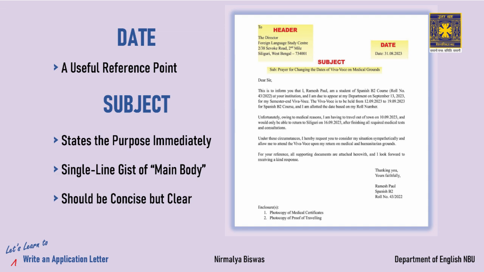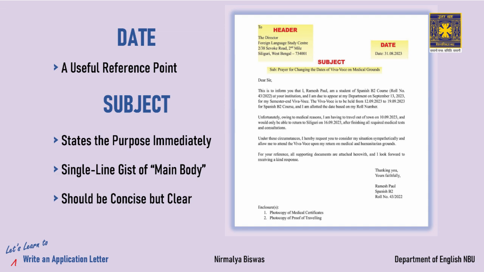The next part is called the subject line. Now, the subject line acts as an immediate statement of purpose for writing this application. Even before going through the main text of the letter, the recipient can immediately understand what this application is all about just by taking a glance at the subject line. For this reason, the subject line is often called a one-line gist of the main body, and it should be concise but clear.